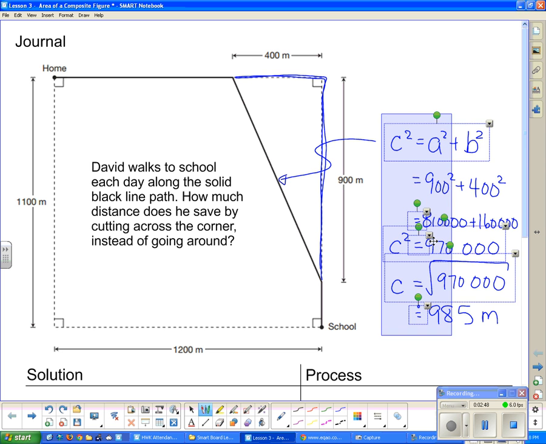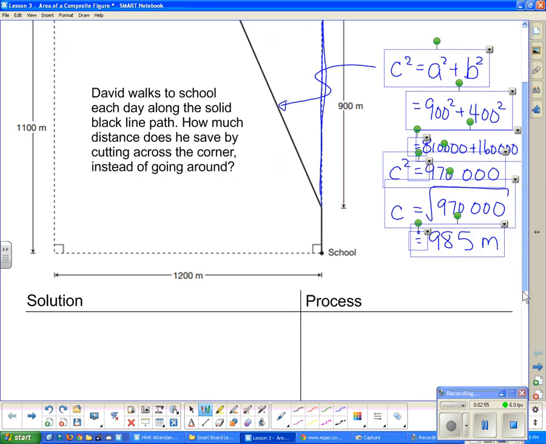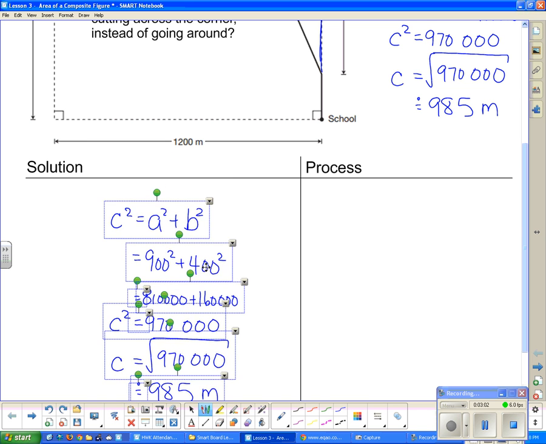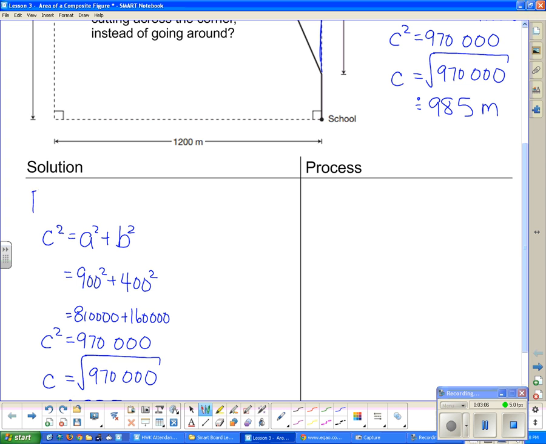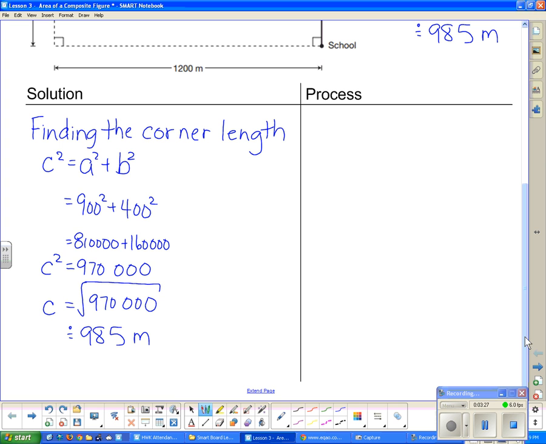Now I'm just going to take this because we should have had that down in our process. So I'm going to copy, and then we'll put that down here in our process, paste. And to get good communication marks, you could say, finding the corner length. That distance there, that 985, is just the corner. So we need to find the total walk. So I'm going to write down total walk equals 985. But there were two straight sections along there.